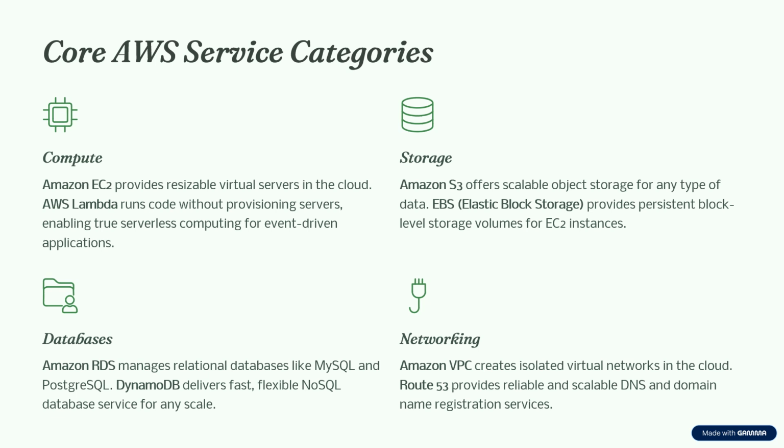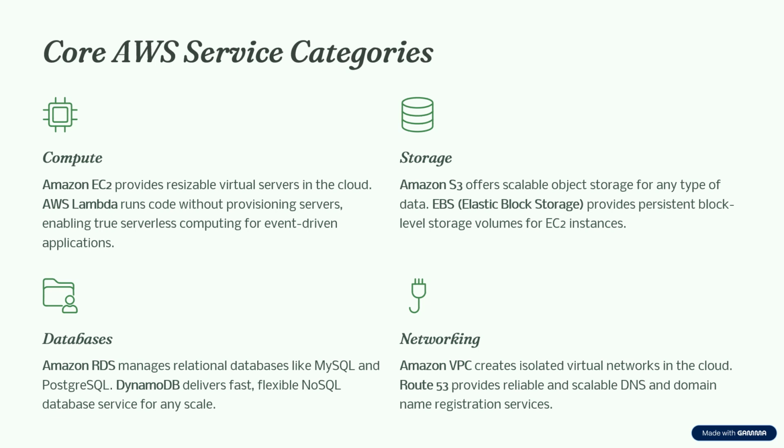And the third one is your database services. Amazon RDS. It manages databases like MySQL or PostgreSQL automatically. AWS handles backups, updates and scaling. DynamoDB, a NoSQL database built for massive scale, used by apps that handle millions of requests per second.